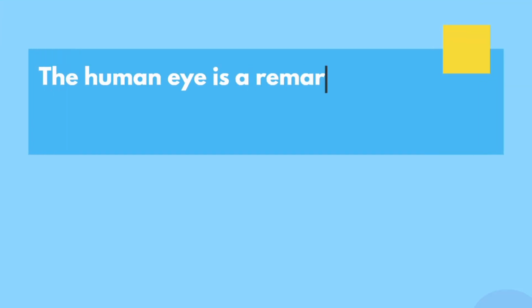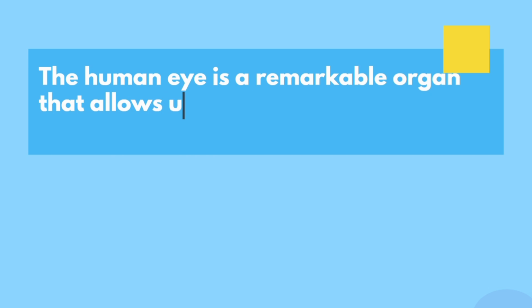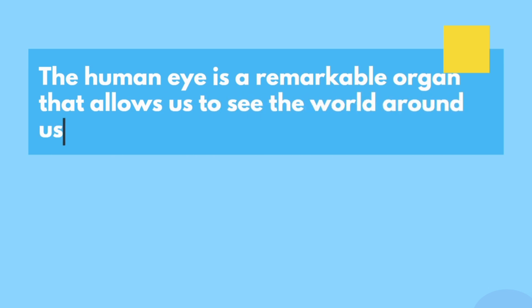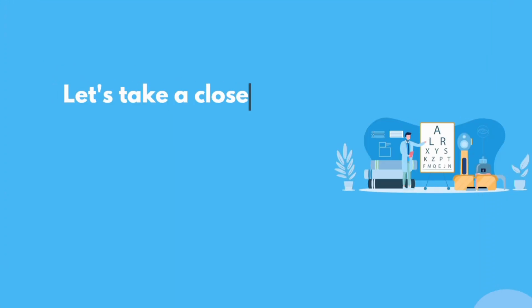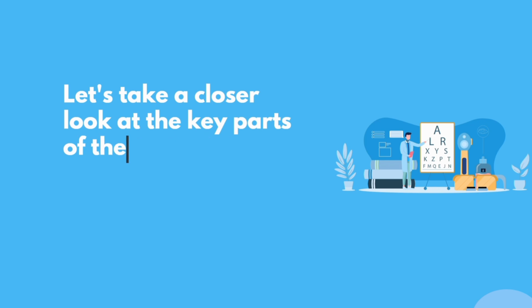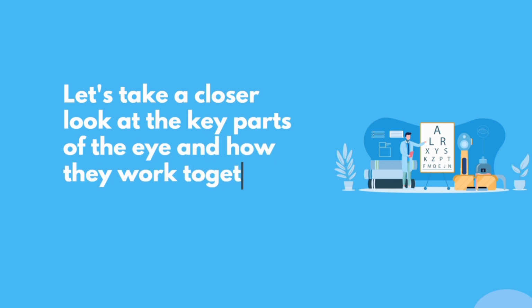The human eye is a remarkable organ that allows us to see the world around us. Let's take a closer look at the key parts of the eye and how they work together to create vision.